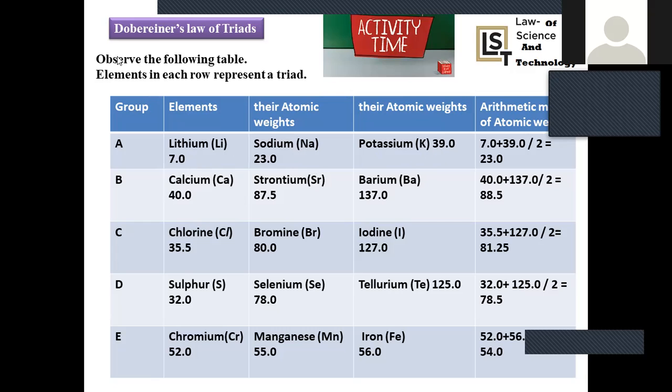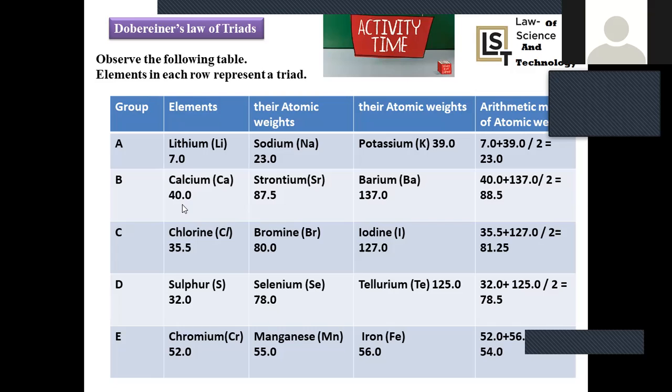What we have to do? You have to observe the following table. Each row represents a triad. For this triad, the arithmetic mean of the atomic weights was given as empty. If you take 7 plus 39, divided by 2, it will be 23. This exactly equals sodium. So the assumption provided by Dobereiner exactly maps with this one, so the law was verified.